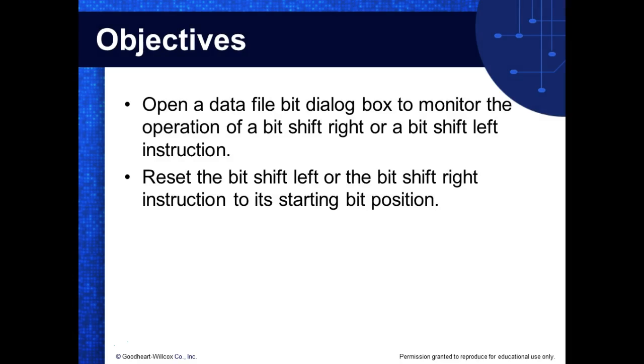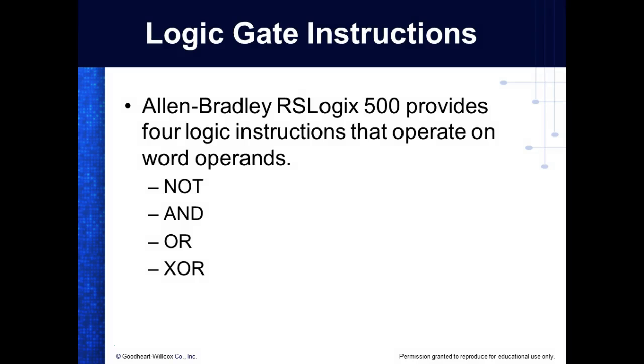Open the data file dialog box. Okay, so what they're saying is we can open the data file. We know we got access to all the data files, and we can look and see what's going on, right? We looked at the output data files, and we looked at the input data files, and then we'll go and look at them. Reset the bit shift left and bit shift right, shift right. And starting position. So let's look at these.